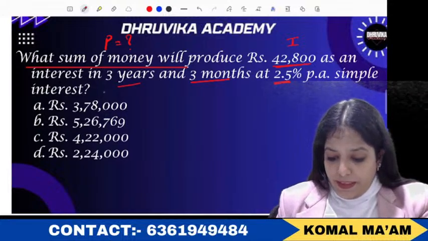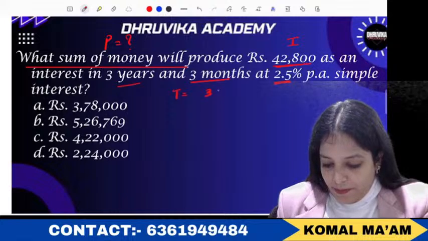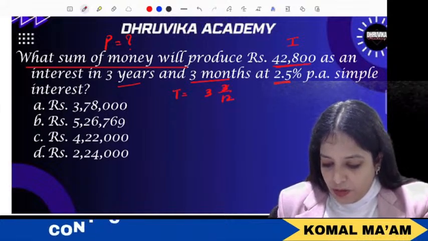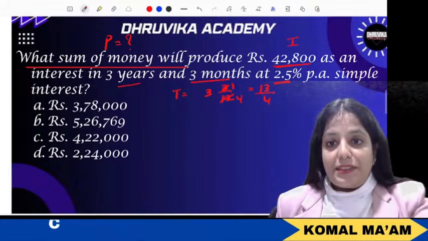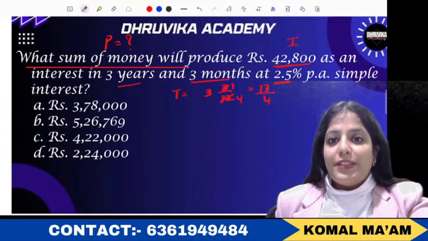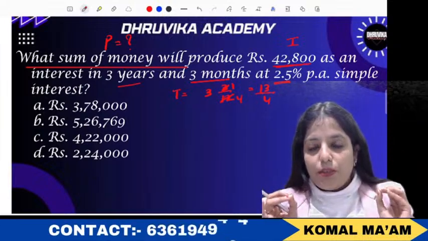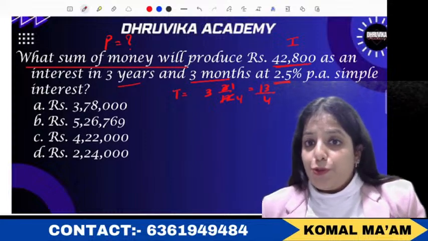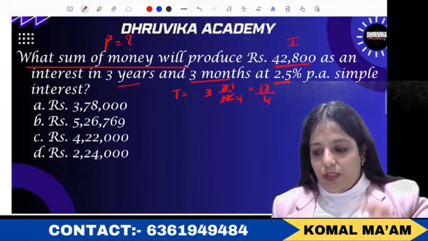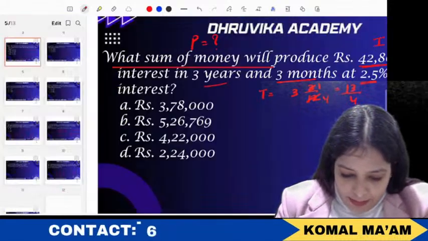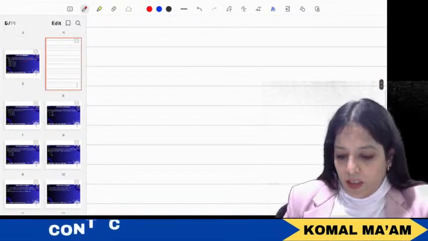First of all, time is 3 years, 3 months. 3 by 12, so this will be 13 by 4. I hope I'm clear till this point. Time is 13 by 4. Now talking about the rate of interest, 2.5% per annum. If you are fine with decimals, no issues. But I would suggest you remember some fractions of the percentages. I'm talking about some very basic fractions. It's very easy.